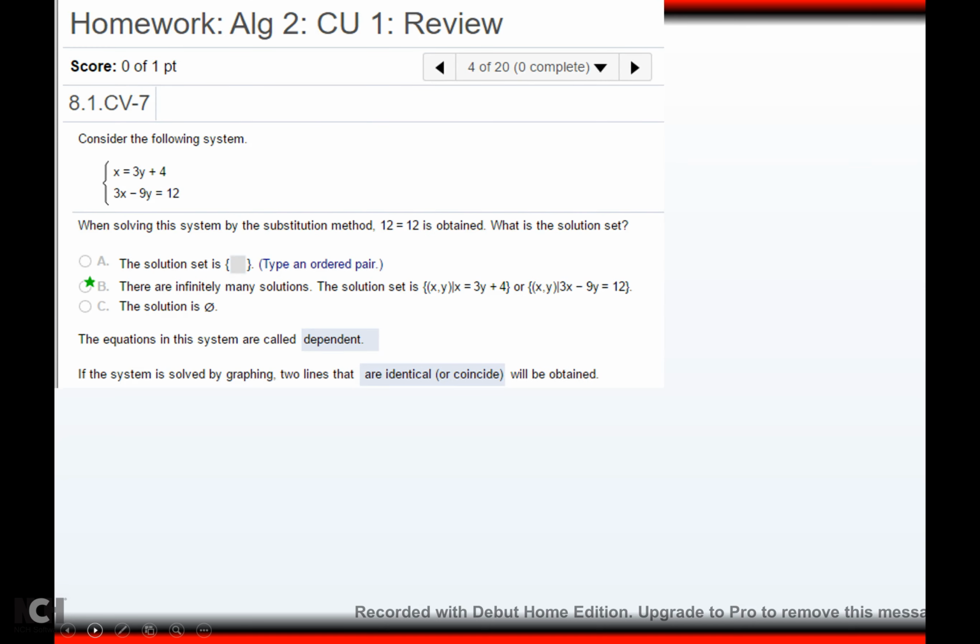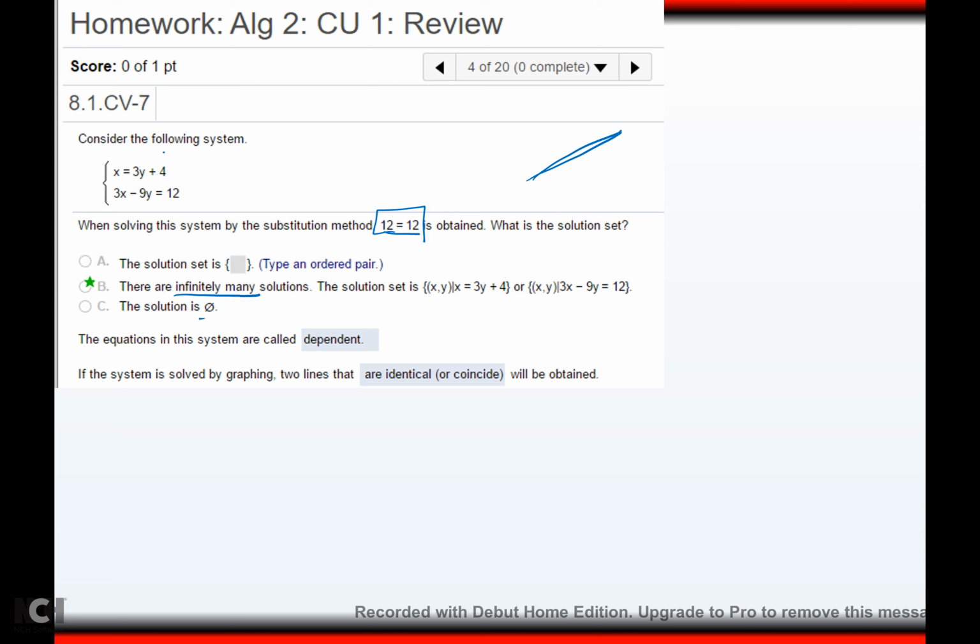All right, consider this following system. It says when solving the system by the substitution method, 12 equals 12 is obtained. What is the solution set? What they're telling you is that they solved all of this and they got 12 equals 12. So whatever they did, all the variables canceled out. And when that happens, if what's left is true, then you have infinitely many solutions. If you end up with something that's false, like 0 equals 2 or whatever, then you get no solution. When you get infinitely many, it means you have the exact same line. One is just a multiple of the other.